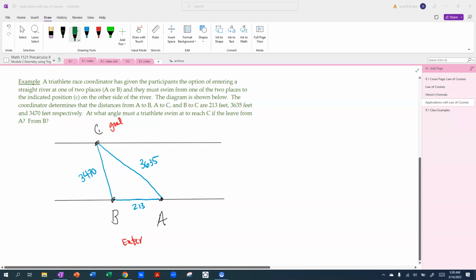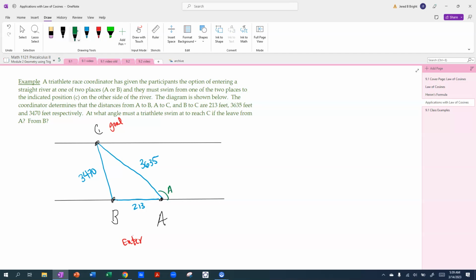So let's talk about this as angle A. Technically, if you enter here, you have to turn, so this is the angle A that we're really looking at. And then from B, again, if you're entering from here, you have to turn over here, so this is your angle B. We want to look at those two angles.